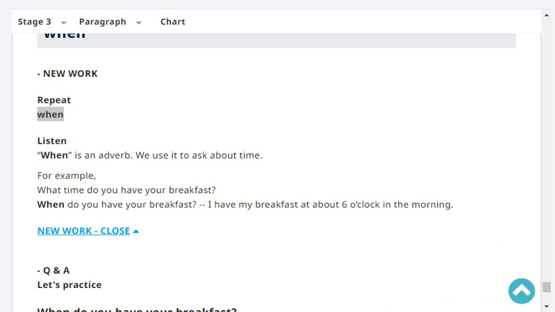Very good. Okay, listen. The word when is an adverb. We use it to ask about time. For example, we can say, what time do you have your breakfast? Or we can say, when do you have your breakfast? And then a possible answer: I have my breakfast at about 6 o'clock in the morning.